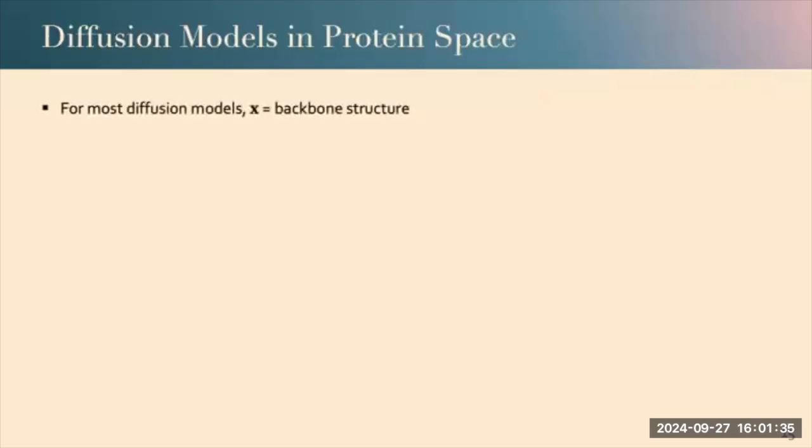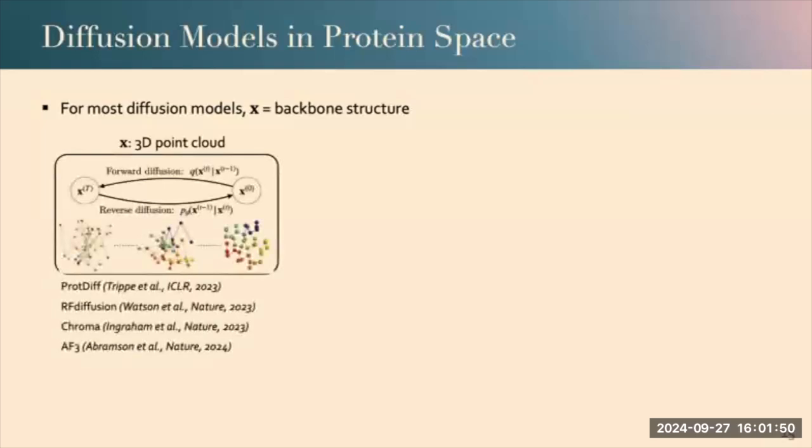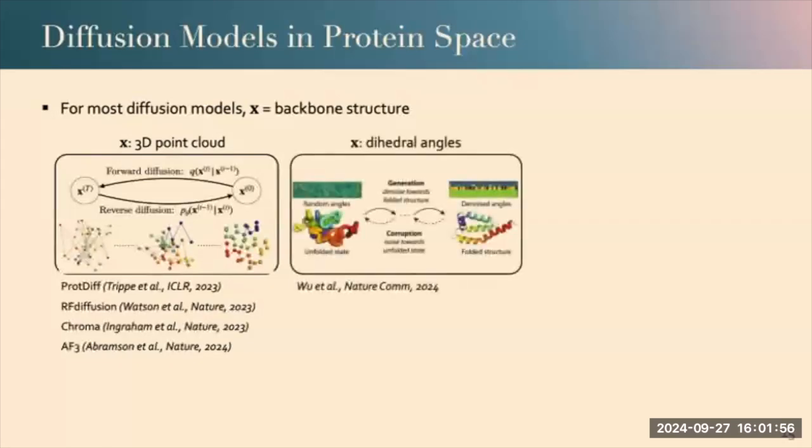If we look at how diffusion models are built in protein space, most of them essentially define the diffusion process in the space of backbone structures. However, they will differ in what that backbone structure space is. Some of them will use a space of 3D point clouds to represent those backbone structures. Most of them actually do. But some of them also use the space of dihedral angles, which is nice in a way because this gives you for free the SE3 equivariance that you're looking for.